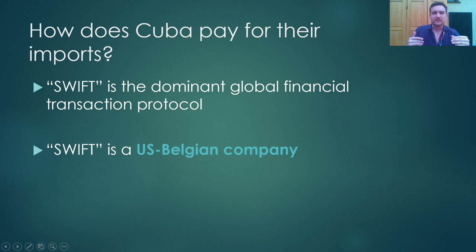How does Cuba pay for these imports? And SWIFT, which is a lot in the news recently, is the dominant global financial transaction protocol, meaning that's how different banks exchange money with each other. And SWIFT is a company that is partially owned by the United States. So this means that Cuba cannot buy most of the products on the global market, they cannot import these products, and they cannot pay for these products. And this means that Cuba is essentially cut off from the rest of the world.